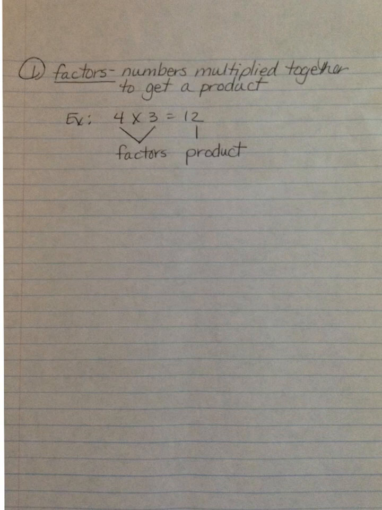And so you need to write the definition of factors. Factors are numbers that are multiplied together to get a product. And remember, a product is the answer in a multiplication problem. So for example, in the multiplication problem, 4 times 3 equals 12, 4 and 3 are the numbers you multiply together, so those are called factors. 12 is your answer in a multiplication problem, so 12 is called the product. So write the definition and the example.